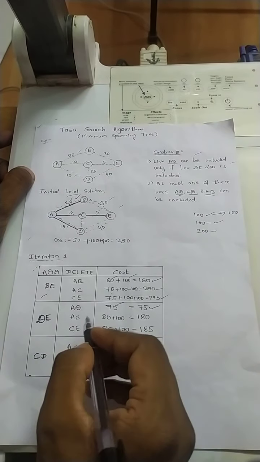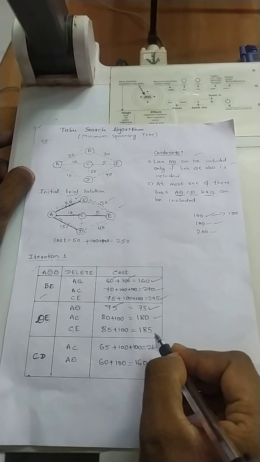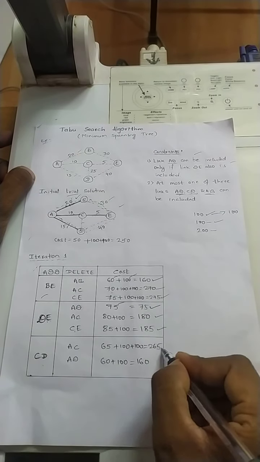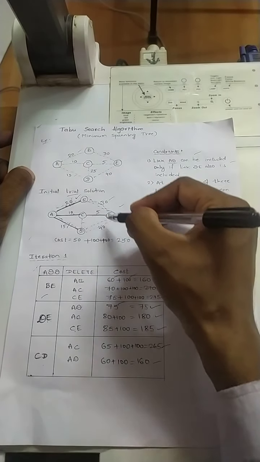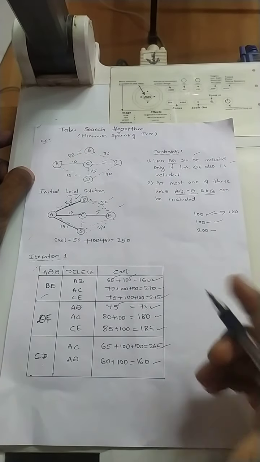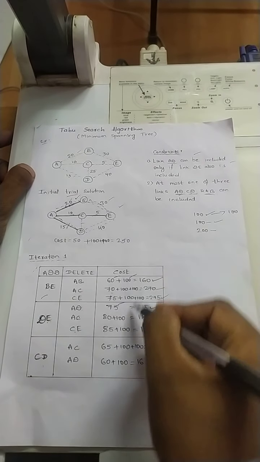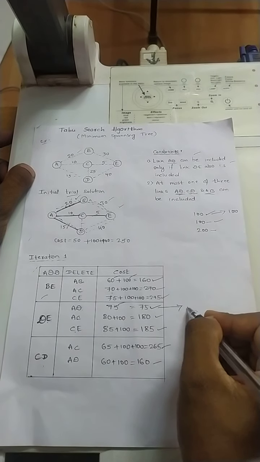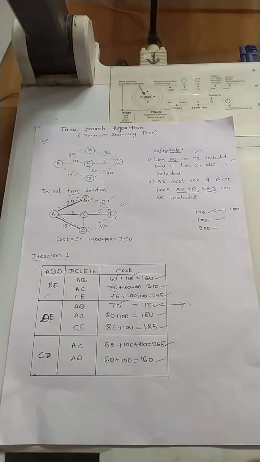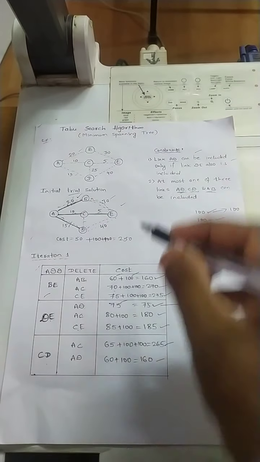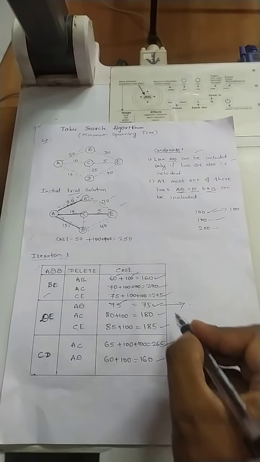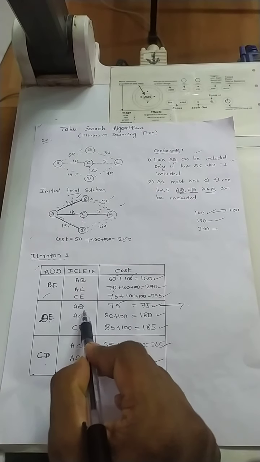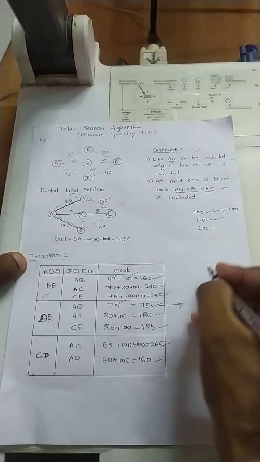Similarly, if you go on doing add AC, then it will be 180, then 185, and for the next combinations, CD and AC, it will be 265 and 160. So these are the only possibilities. Now in this you find the minimum is 75. So this 75 combination will be for the next iteration. Out of these three combinations, we got the minimum for adding DE and deleting AD.